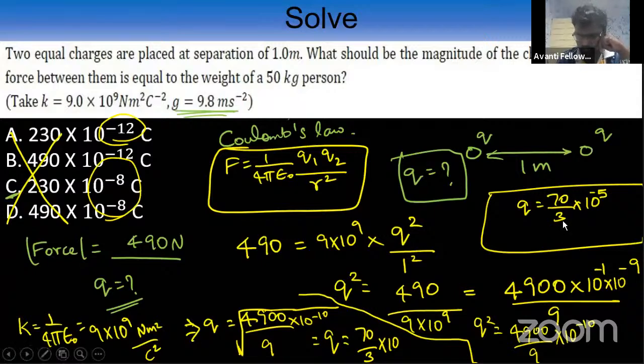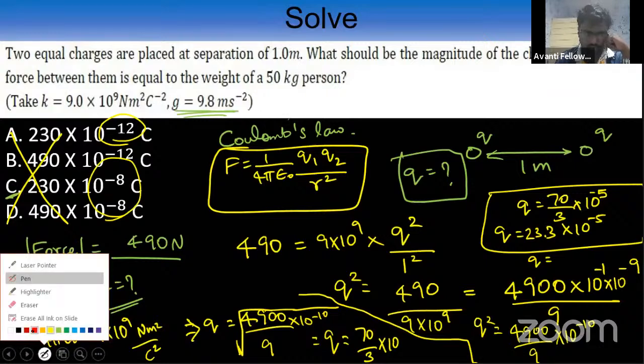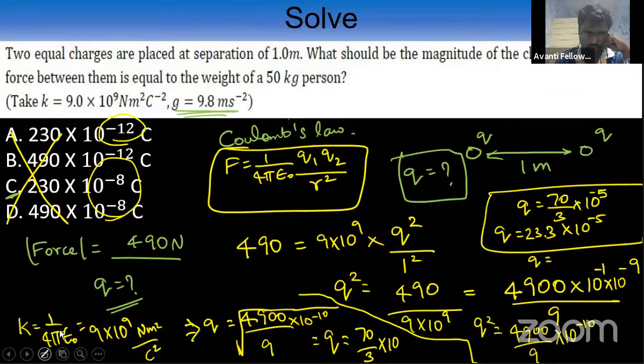What would be the answer? 70 divided by 3 is nothing but 23.3 into 10 power minus 5. If I try to simplify this, okay, I'll use a different color. So Q will be equal to 233 into 10 power minus 6 coulomb, or Q is equal to 230 microcoulomb.